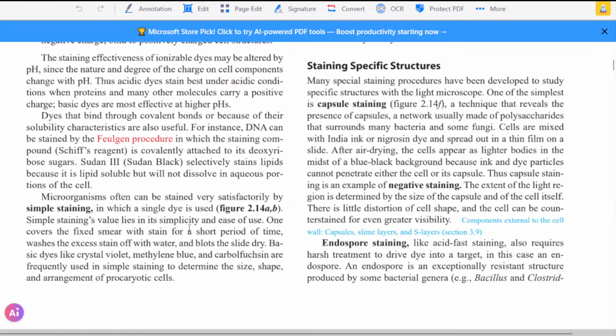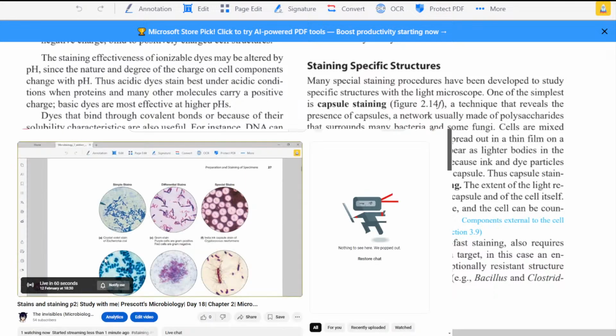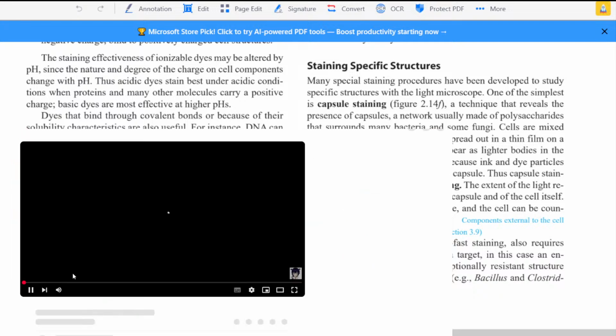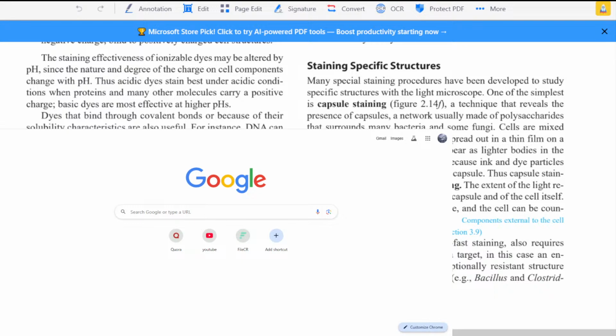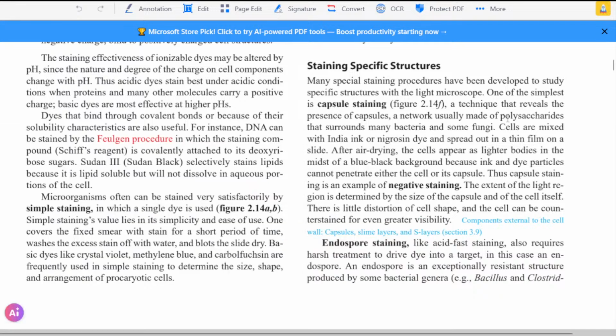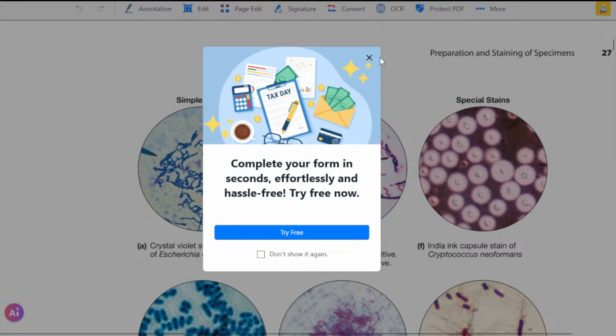Can I go and check first if the live is working? Wait, give me 10-15 seconds. Yeah, it's working. I just needed to see if it was working. Thank goodness it is. Let's go back without any delay.